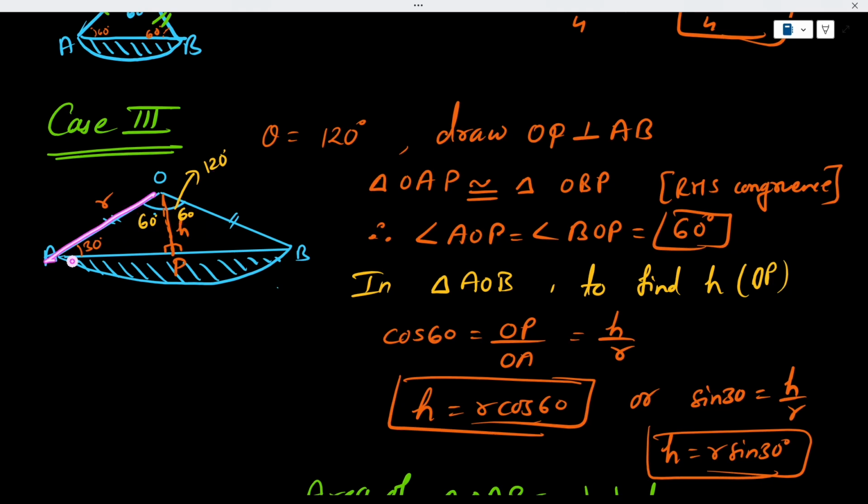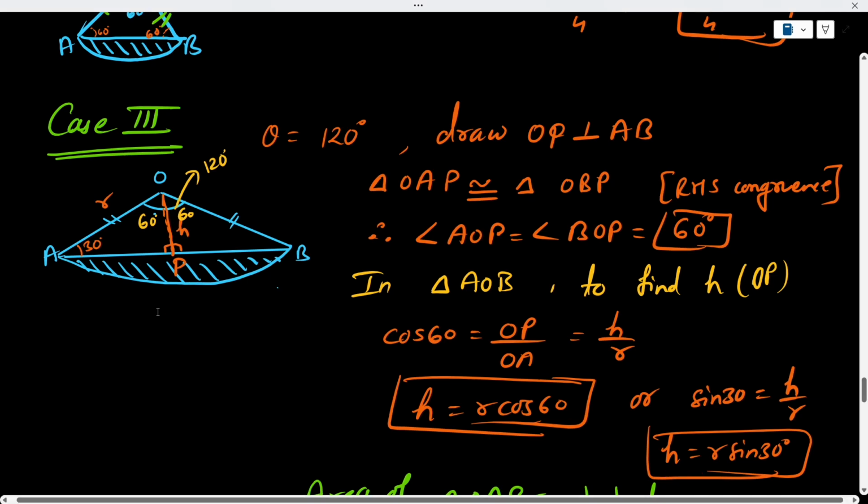Now you will consider one triangle, and you will apply a trigonometric ratio to find H, which is OP, to calculate the area of triangle OAP. How can I do it? If I take cos 60, it will be adjacent by hypotenuse. So we get the height as r cos 60. Now if you consider this triangle, if this is 60 degrees, this angle is 30 degrees. So we can take opposite by hypotenuse also. If you take sine 30, sine 30 will be h by r. Using this also you can get the height of the triangle.